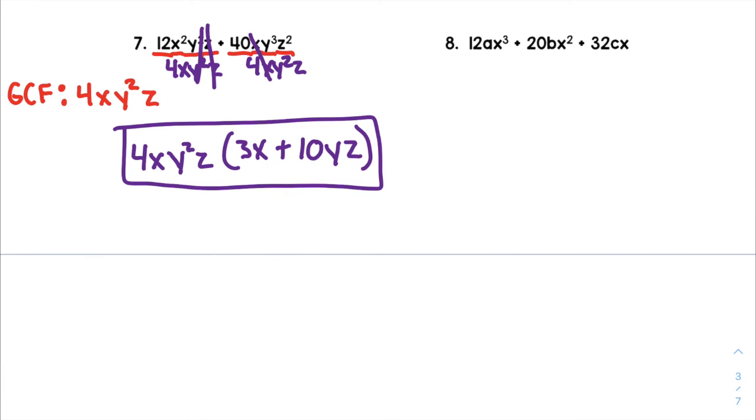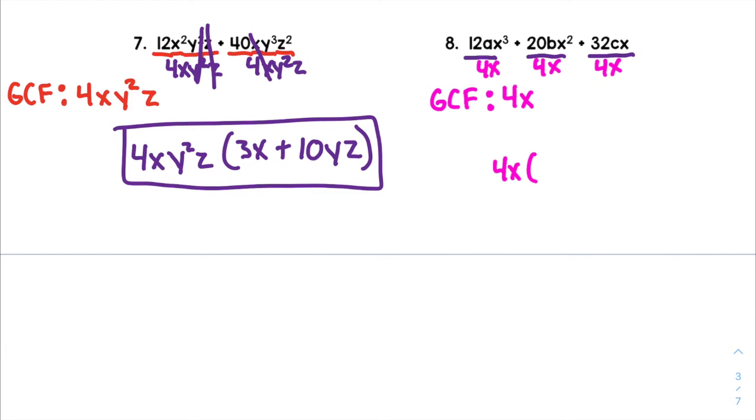Last problem we're going to go over here is problem number 8, where there are 3 terms. So the GCF has to be the biggest expression that would go into all 3. The largest number that goes into 12, 20, and 32 is 4. And each of the terms have an x in common, nothing else. All 3 of the terms have to have the same variable for it to be in the GCF. Our answer will be 4x times whatever we get after dividing each term by 4x.